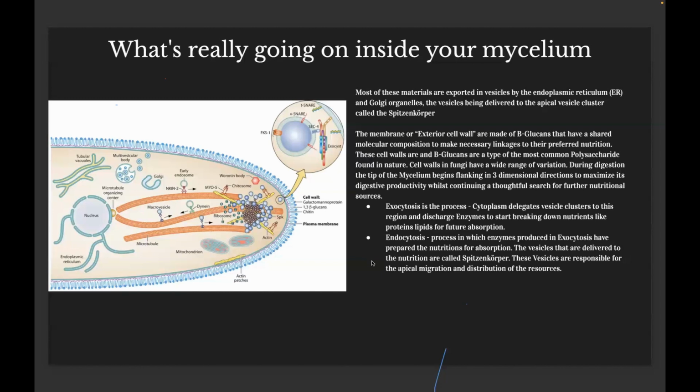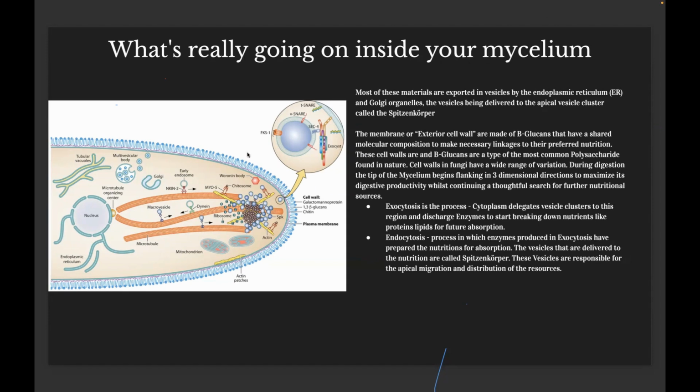These vesicles, basically, what they do is they're delivered from the apex of the hyphae, and they're delivering nutrition throughout the rest of the body. So this process is called, we're going to go through these two different processes of it.